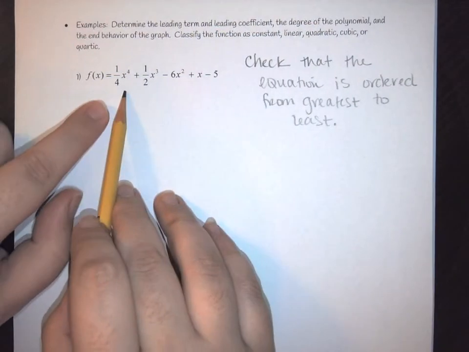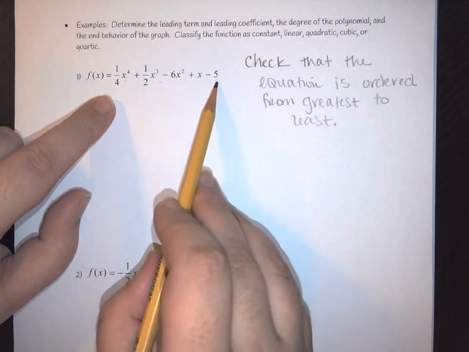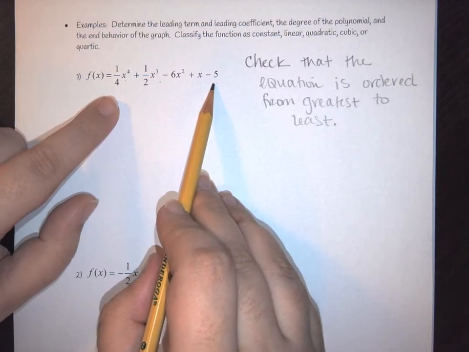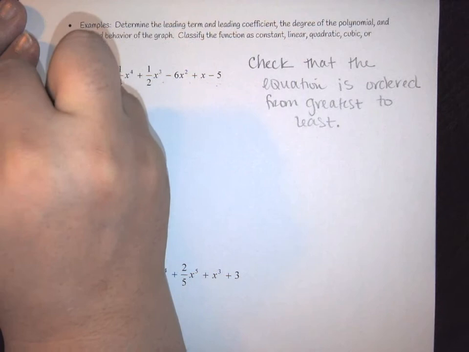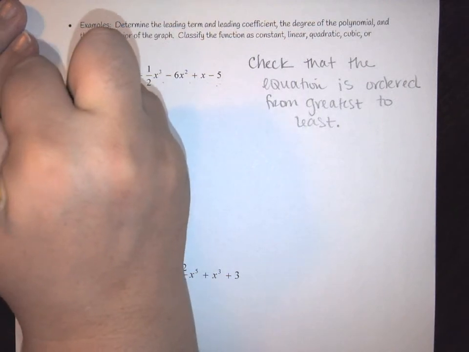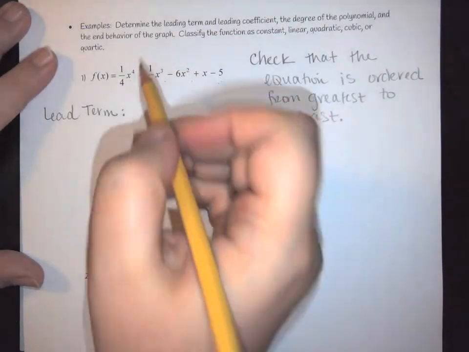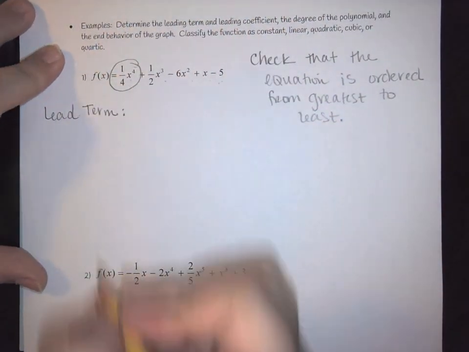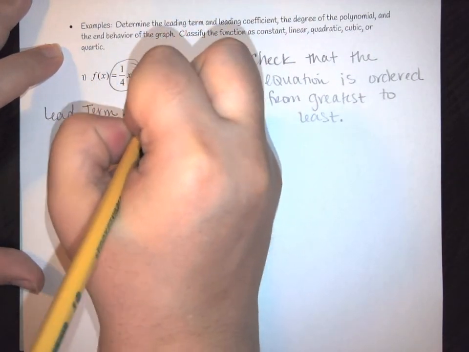So if we look at this one, notice I have a power of 4, then a power of 3, power of 2, power of 1, and then nothing. So this one is written in order the way it should be. So the first thing we need to identify is your leading term. So remember that is the first term. So here the very first term of your equation is what we're looking at. So my leading term would be the 1/4 x to the 4th.